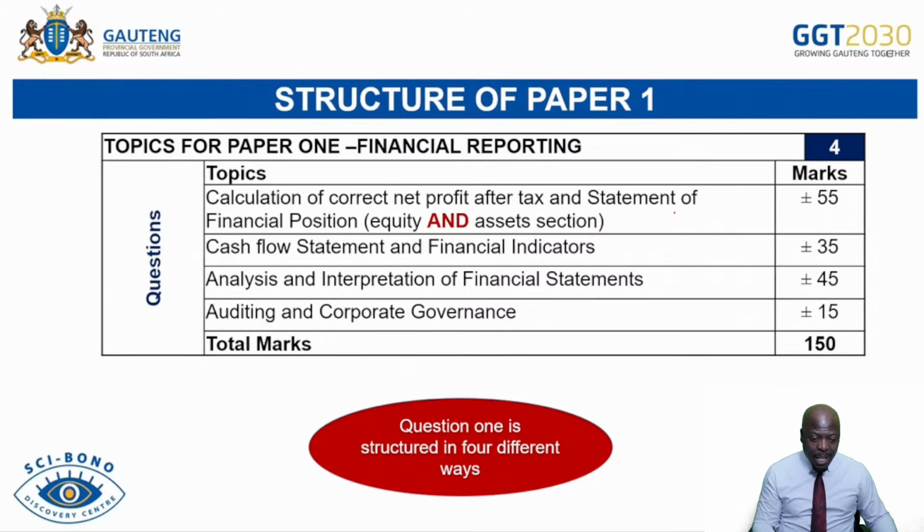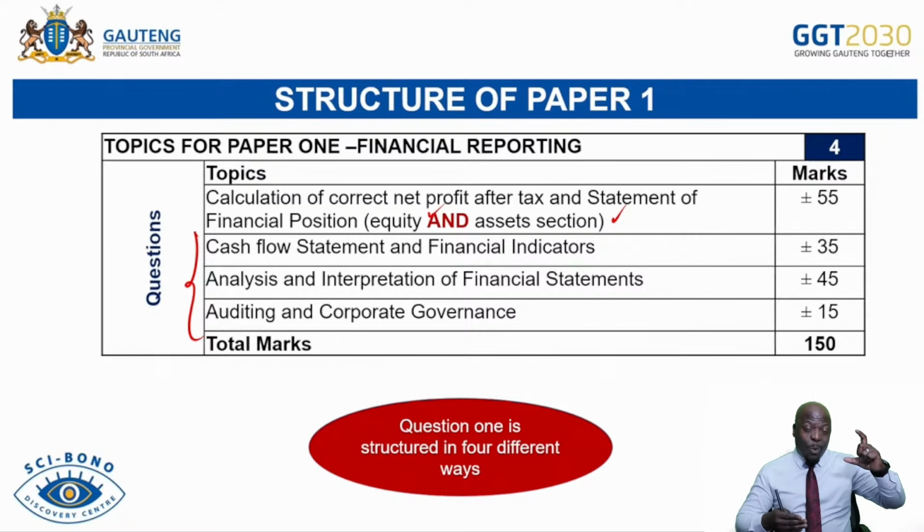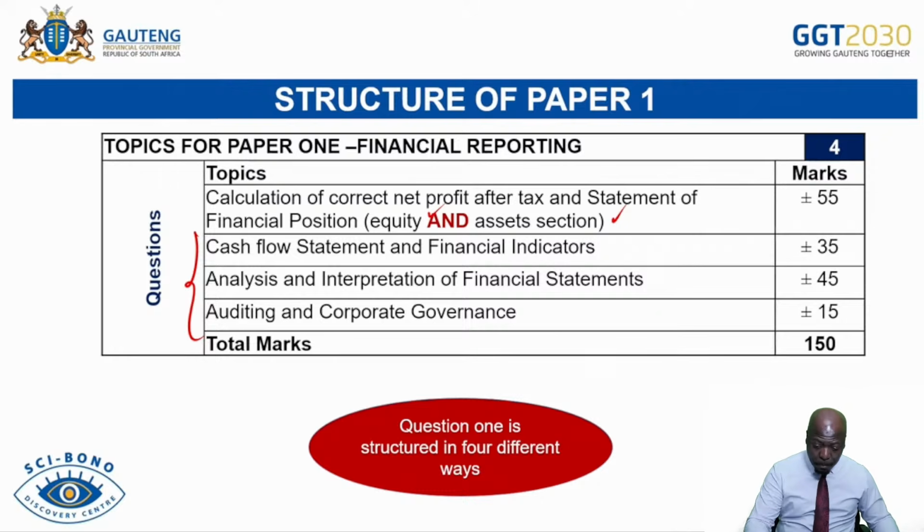The last one is where you can have the calculation of correct net profit after tax and the statement of financial position. It can be an entire statement of financial position, or the examiner can test the equity section only or the asset section only. It depends on what the examiner has put in that particular paper. Once again, the bottom 3 remain constant. They don't change. It is our question 1 which can change in 4 different variables.